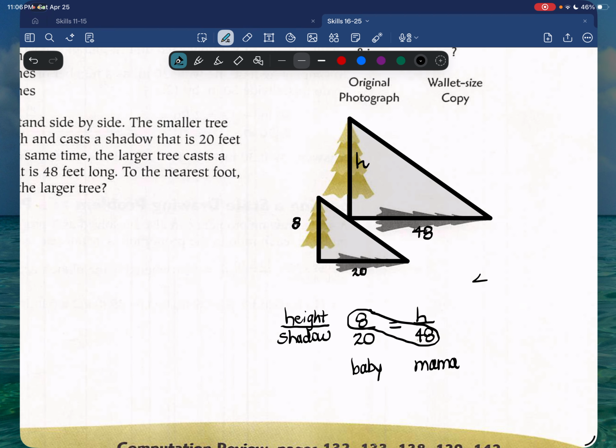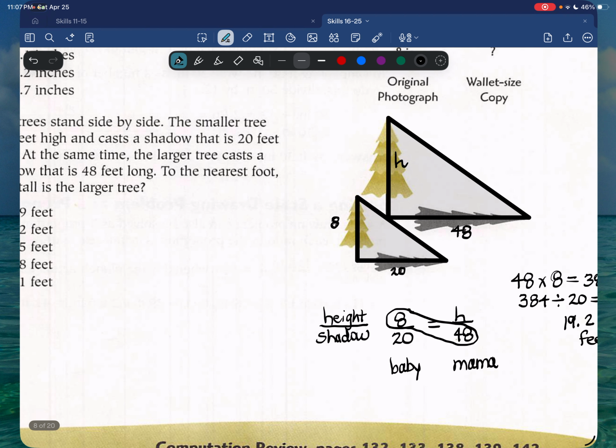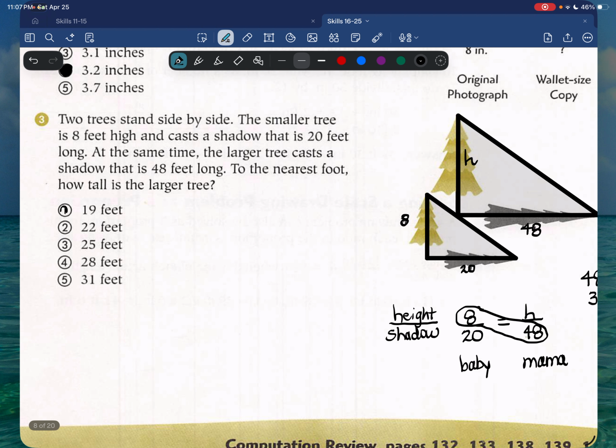So you have 48 times 8. We cross multiply those. The cross product is 384. And you divide 384 by the number that's not in the peanut. That's 20. And that is 19.2. These were feet. So Mama is a little over 19 feet tall. To the nearest foot, she is 19 feet tall.